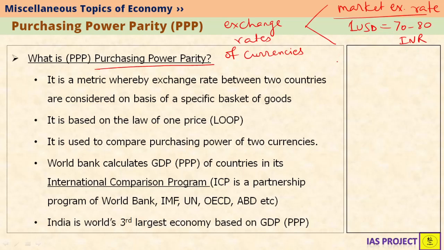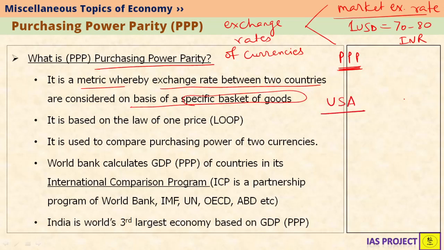We also have a second type of exchange rate, which is called the purchasing power parity rate. Purchasing power parity is a metric whereby exchange rates between two countries are considered on the basis of a specific basket of goods. Let's try to understand this with the example of USA as well as India. In USA, the currency is the US dollar. In India, it is the Indian rupee.